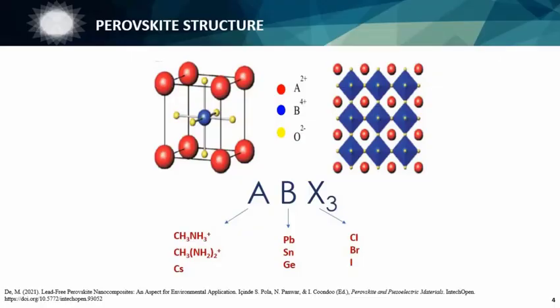Perovskite materials have a common structure called ABX3, where A and B are cations with different sizes. The A cation is larger than the B cation. X is an anion that binds to both. Each A cation is surrounded by 12 X anions in a cuboctahedral coordination, and each B cation is surrounded by 6 X anions in an octahedral coordination.